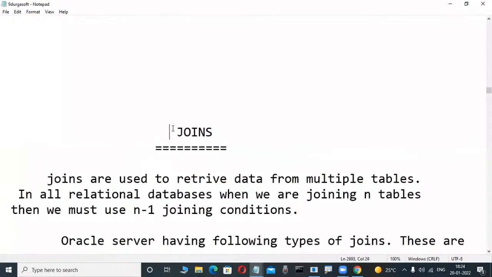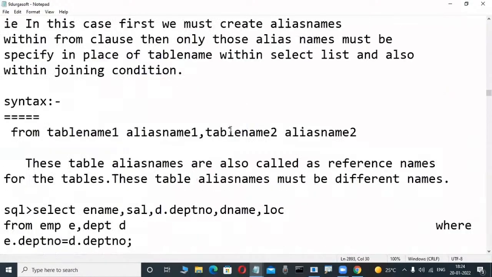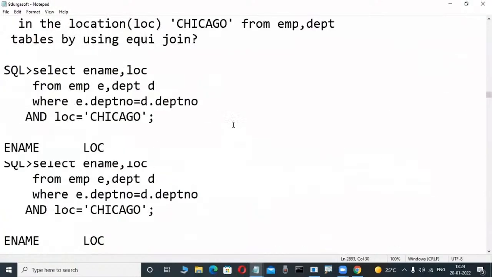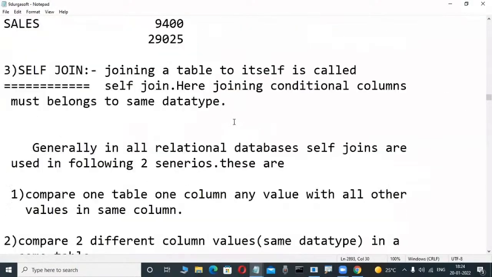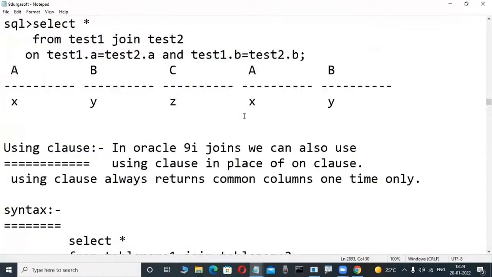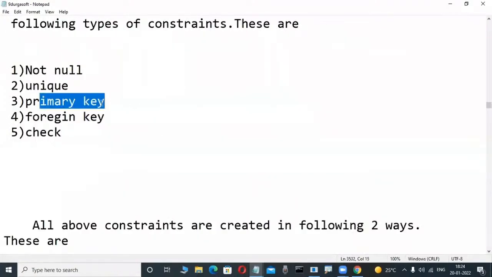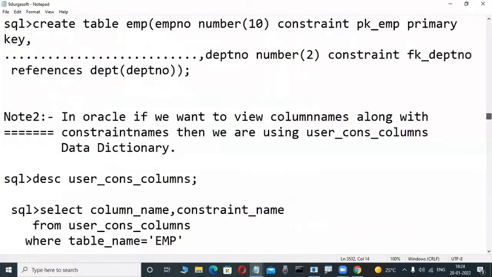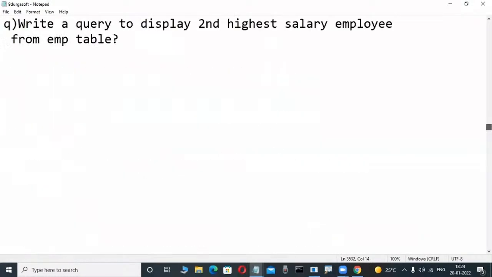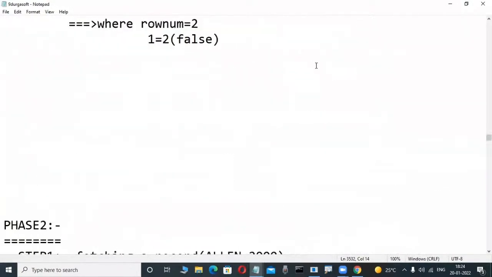Now the main concept, joins, which retrieve data from multiple tables. This is SQL language knowledge, and maybe some of you already have an idea about it. Then constraints. In our SQL language there is the concept of constraints: primary key, foreign key, check, and so many things. Once we are good at all those things, we learn subqueries, a most powerful concept.